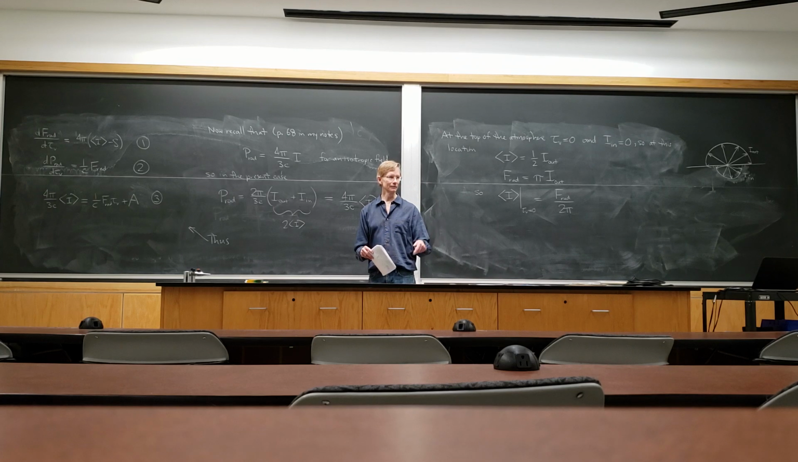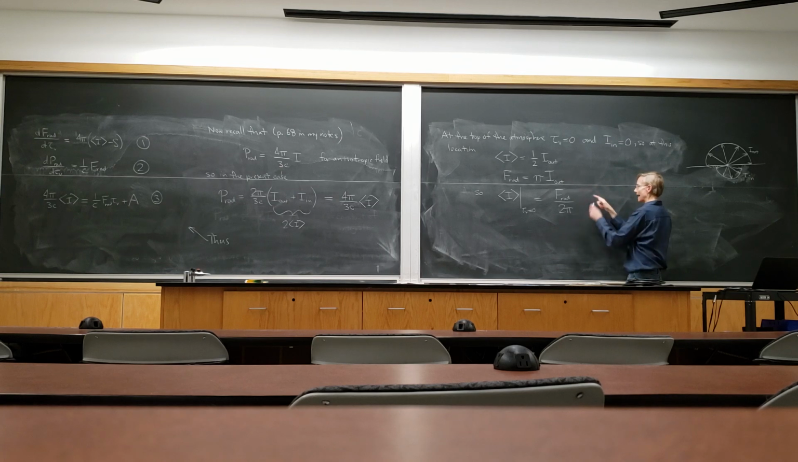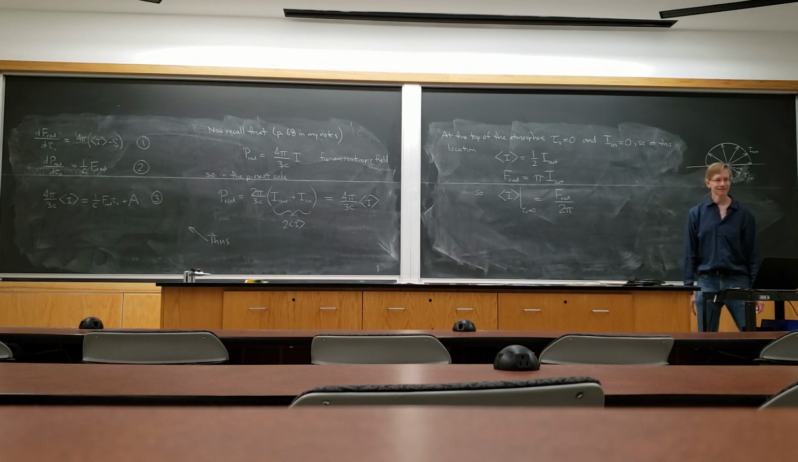Are you caught up in terms of your writing stuff down? Yeah, no. Where did the 2 come from? So, the mean intensity is half of I out. I out is f over pi, so half of f over pi is f over 2 pi.